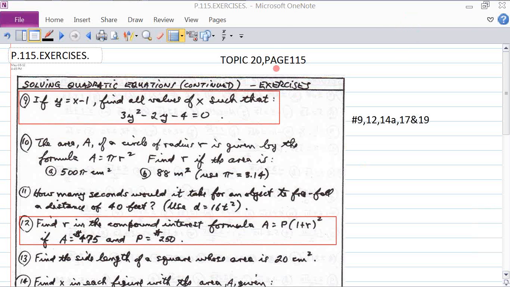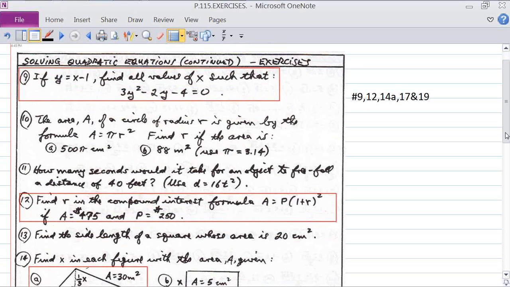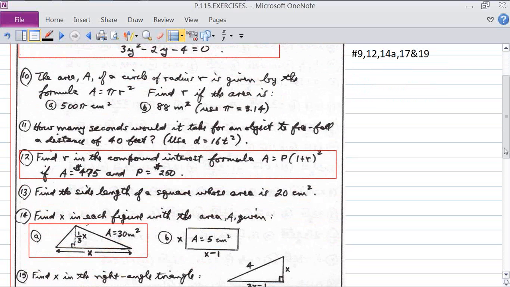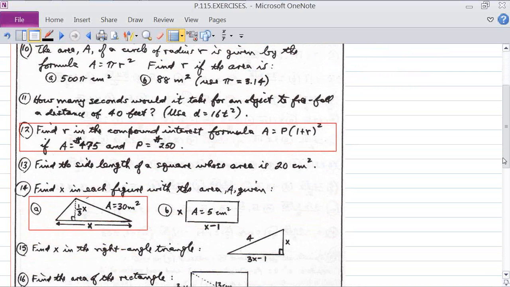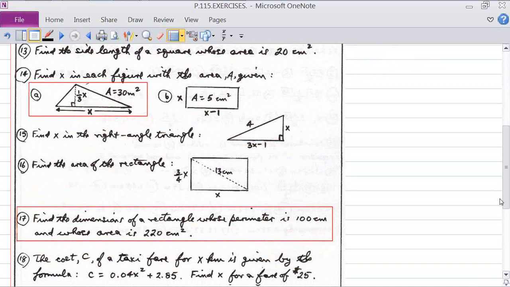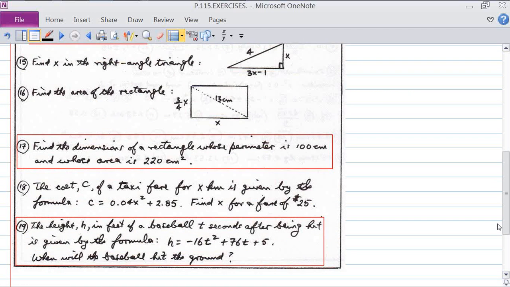On page 115, topic 20, we'll be doing problem number 9, 12, 14a, 17, and 19.